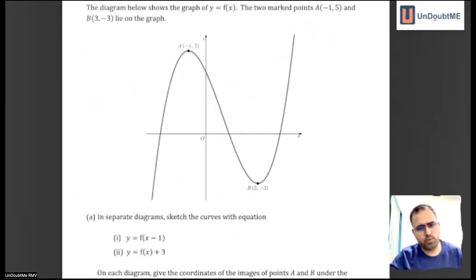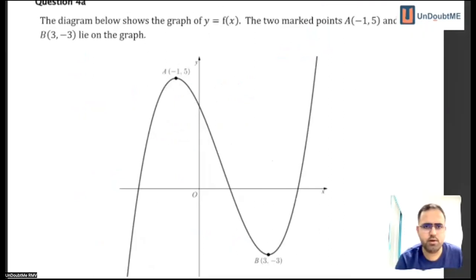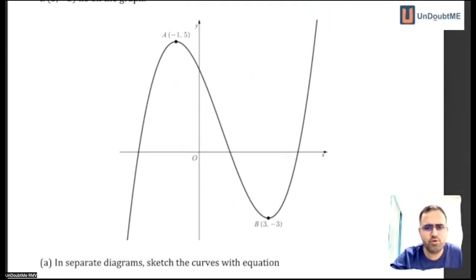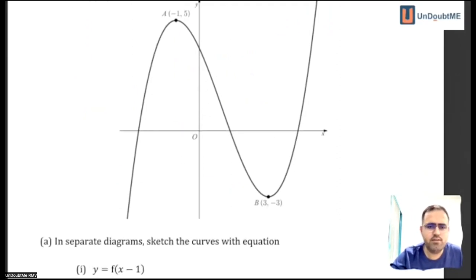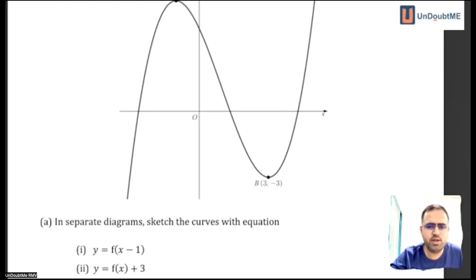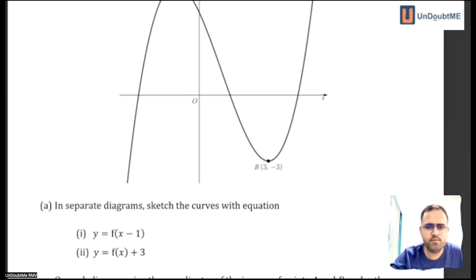Okay, so in this question, the diagram below shows the graph of y is equal to f(x), with 2 marked points A and B. Let me make it a bit bigger. Okay, so the initial part, assuming everyone has read it till now, there's nothing in that. You have to just see the graph and these 2 points A and B. In the separate diagram, sketch the curves with equation f.